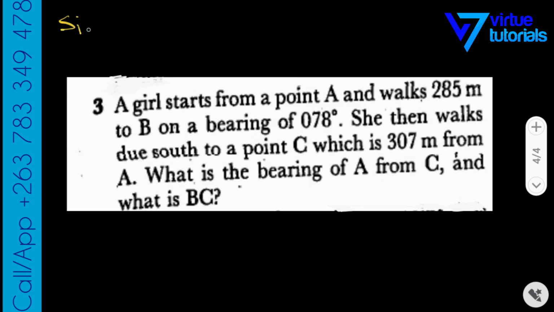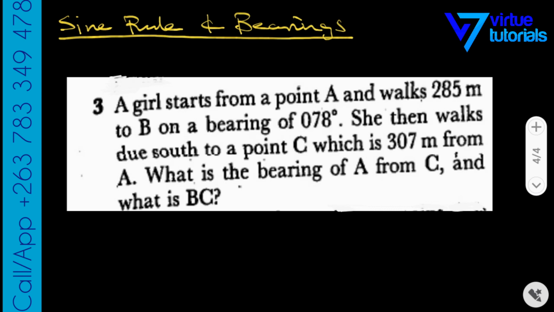Okay, so let's look at a situation where sine rule is applicable in bearings. We have a question involving bearings, and then we'll ultimately use sine rule to find the answers. A girl starts from point A, walks 285 meters to B on a bearing of 78 degrees. So that's the distance and that's the bearing.